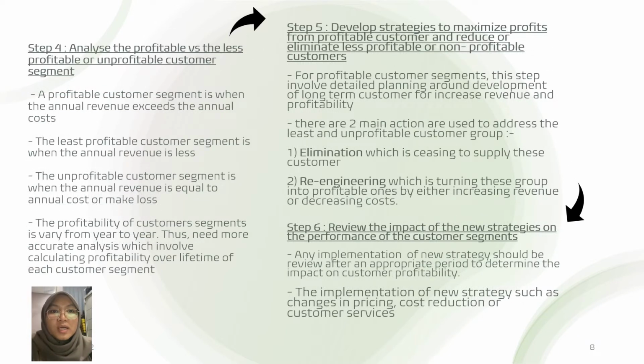Step 4. Analyse the profitable versus the less profitable or unprofitable customer. Okay, a profitable customer segment is when the annual revenue exceeds the annual cost. The least profitable customer segment is when the annual revenue is less. And the unprofitable customer segment is when the annual revenue is equal to annual cost or makes a loss. The profitability of a customer segment varies from year to year, thus it needs a more accurate analysis which involves calculating profitability over the lifetime of each customer segment.